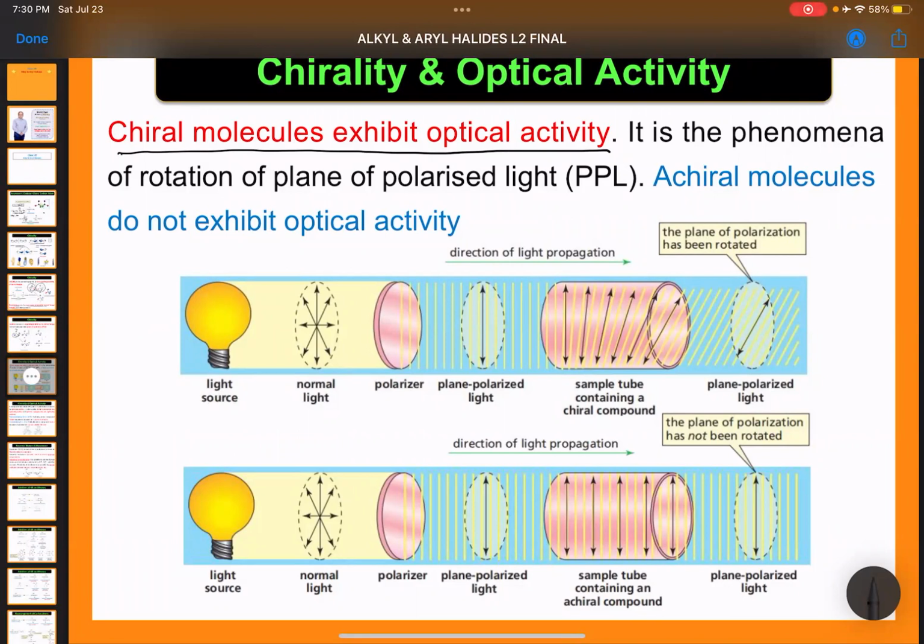Okay, so a polarimeter has a light source, and the normal light comes out. Light is an electromagnetic wave in which the electric and magnetic fields are oscillating. These two double-headed arrows show the oscillations of the electric and magnetic field, and they are in all directions. It means if the light is coming towards you, the oscillation is like this or like this, in all directions. This is known as non-polarized light, normal light.